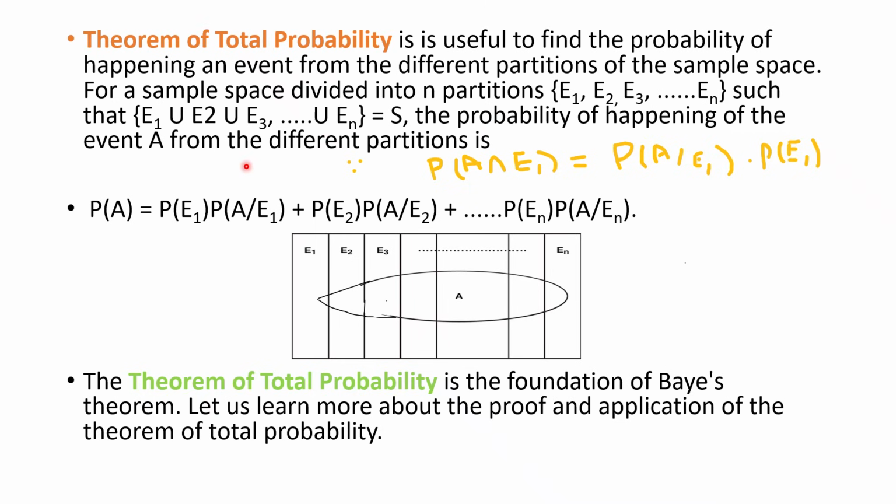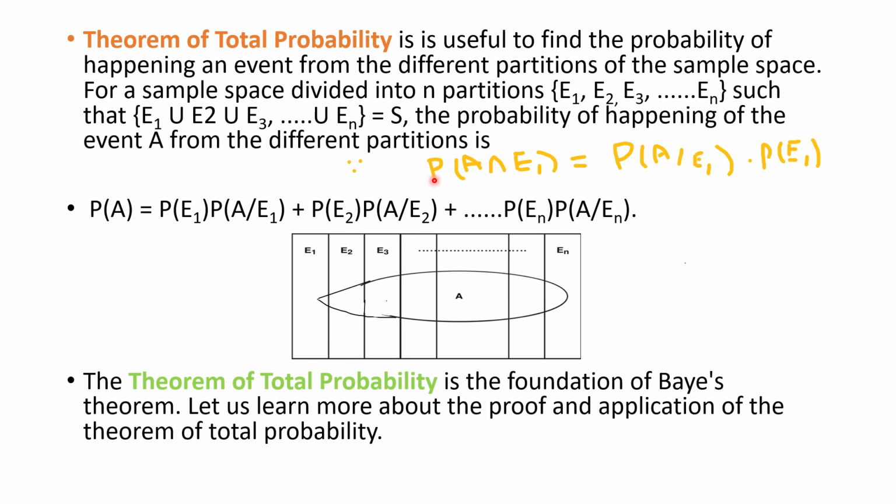For a sample space divided into n partitions such that their union gives S, the probability of happening of the event A from the different partitions is, means A is occupied here also, some portion is occupied here and here. So when this is the case, what is the total probability of A? How will you calculate? Means when E1 is given, E2 is given, E3 is given, En is given, in that case what will be the probability of this event A?